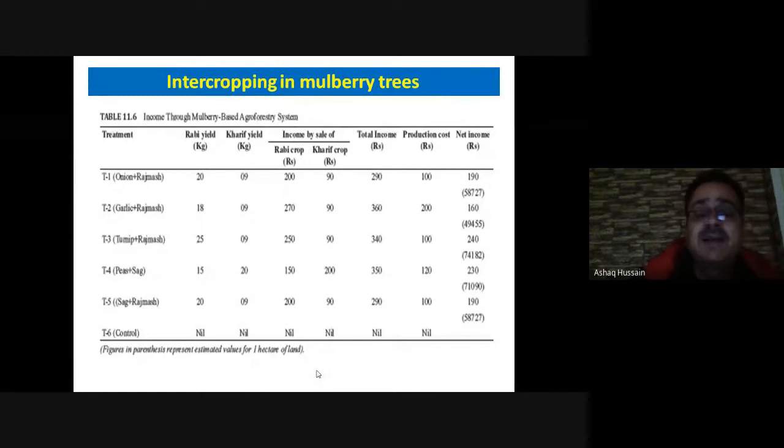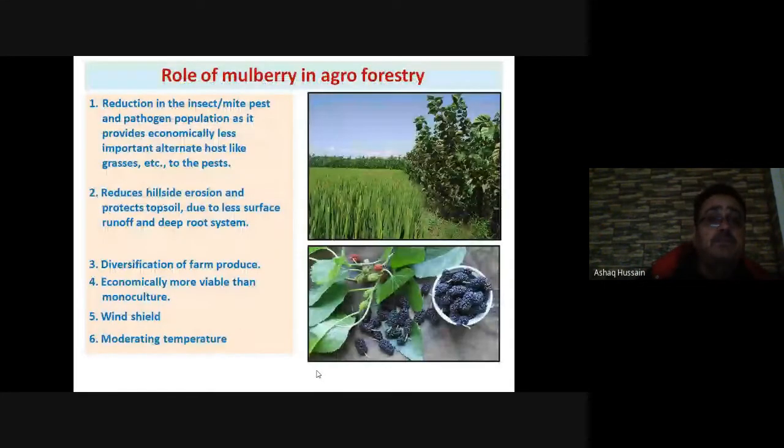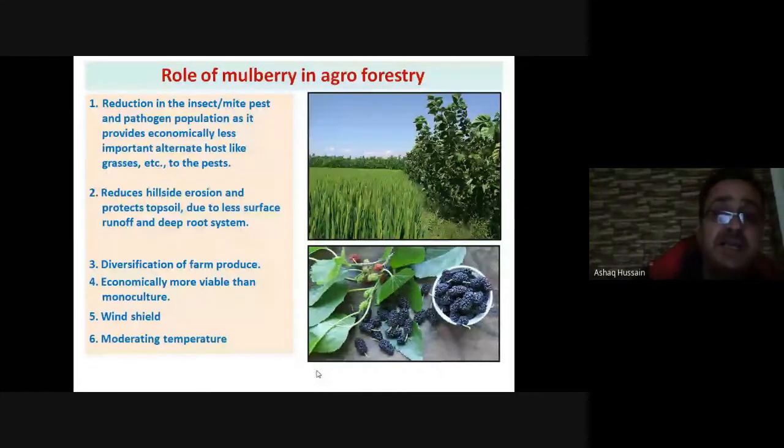So additional income can be generated by growing vegetables in between the rows of these mulberry orchards. Additionally, we can have an agroforestry system by growing mulberry trees on the bunds of field crops, for example, rice. These mulberry trees provide a wind shield, diversify the cropping system, reduce the pest intensity, and moderate the temperature around the crops by modifying the microclimate in that region. This is very important with respect to changing climatic conditions and increasing temperatures.